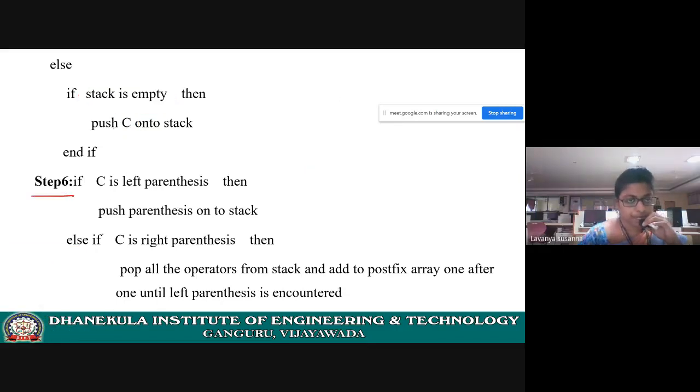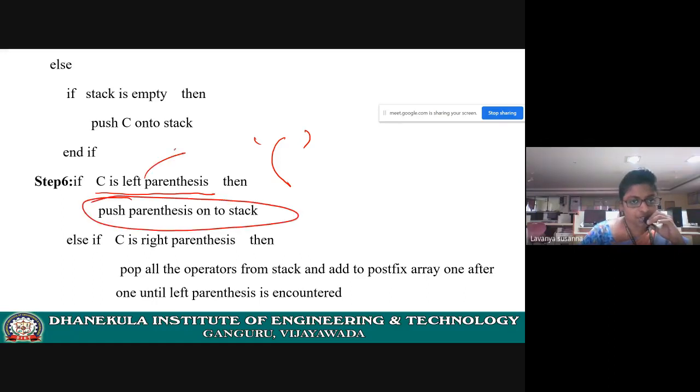Next, step 6. If C is a left parenthesis, what is a left parenthesis? Left parenthesis means open bracket, right parenthesis means close bracket. If the scanned symbol C is a left parenthesis, that means an open bracket, what you need to do? Simply push the parenthesis onto the stack. That's all.